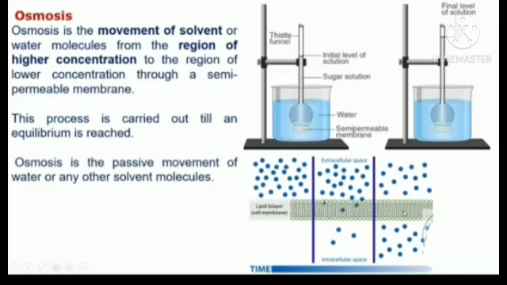The water molecules pass through the semi-permeable membrane present under the thistle funnel and it increases the level of the sugar solution. You can see the diagram where more molecules are present on the upper side and the molecules slowly pass downward and attain equilibrium, where the molecules in the higher concentration and lower concentration will be equal. So osmosis is also a passive movement of water or any other solvent molecules. It is also a passive process.